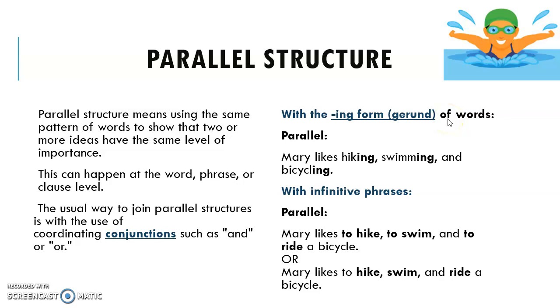I want you to take a look at these different parallel structured sentences. Mary likes hiking, swimming, and biking. As you can see, all three of those activities end with that -ing. It's the same pattern. Mary likes to hike, to swim, and to ride a bike. Again, you can see that all three of these activities have that "to" right in front of them. Or Mary likes to hike, swim, and ride. All of these activities are just by themselves. So parallel structure is looking for that pattern of words to show that importance.